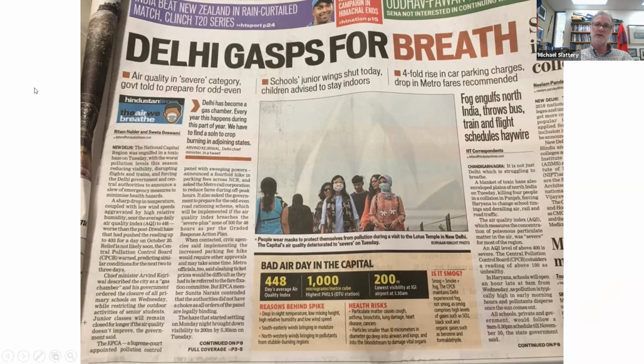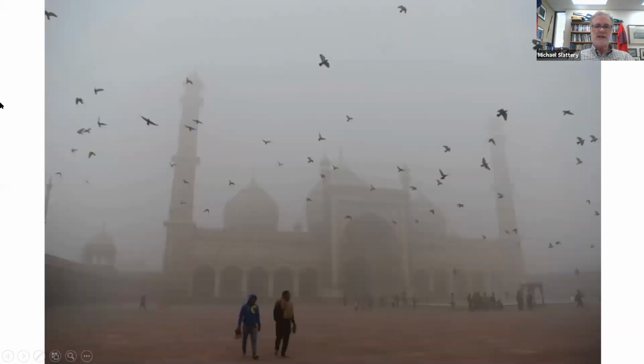And I landed on a Sunday evening. This was the newspaper on the Monday morning in my hotel room in November. Delhi gasps for breath. Air quality severe. The government told to prepare for odd even. Odd even means on odd days, if your license plate ends in an odd number, you can come in on a Monday. If your license plate is an even number, you can come in on a Tuesday. This is a photograph of one of the beautiful buildings in Delhi in the morning. That's not fog, that's pollution. Okay, this was Monday morning.